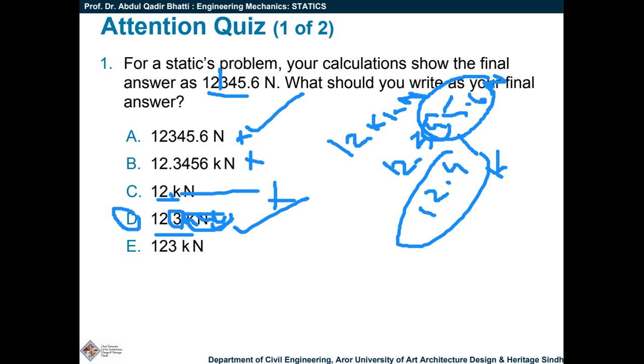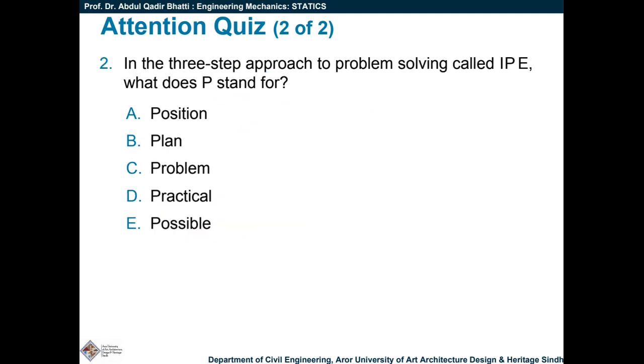Okay, so the next: the 3-step approach to problem solving called IPE, what is IPE? I is for identify or interpret, E is execute, and P means plan. Option B is plan. Yes, sir, option B is correct, right? Mashallah, very good students. You are attentive and responding.